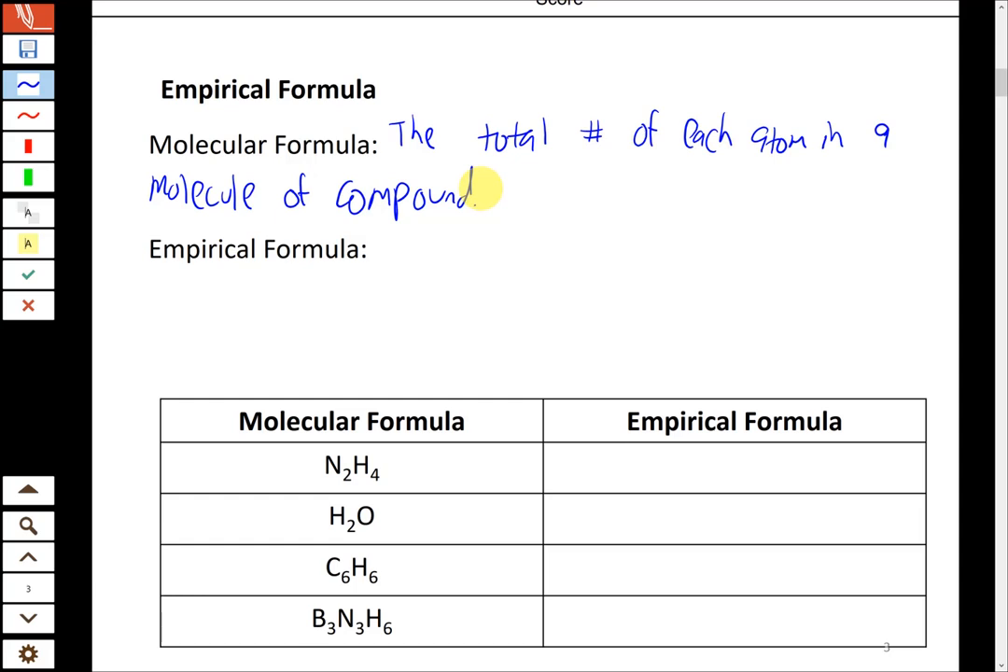Now, the empirical formula would be that lowest whole number ratio, which, again, for a covalent compound doesn't give us a whole lot of information other than the relative number of moles of each element. But at the same time, as we said, when you're given mass percent or mass composition, all you can determine is the empirical formula.